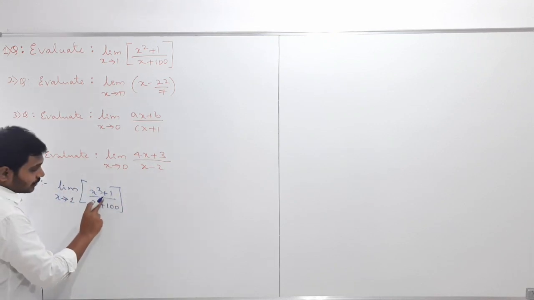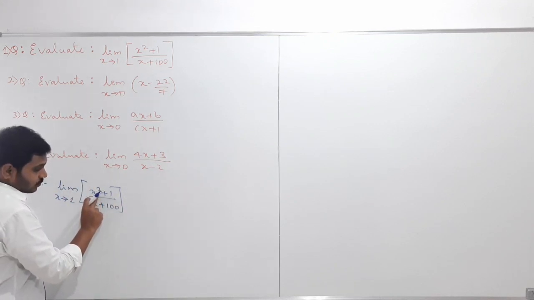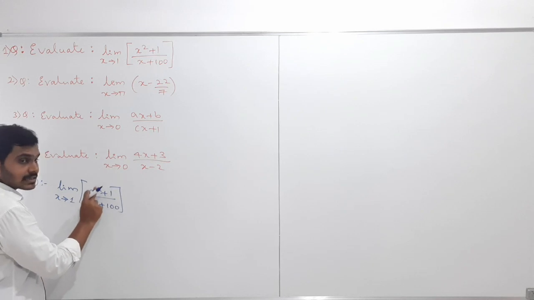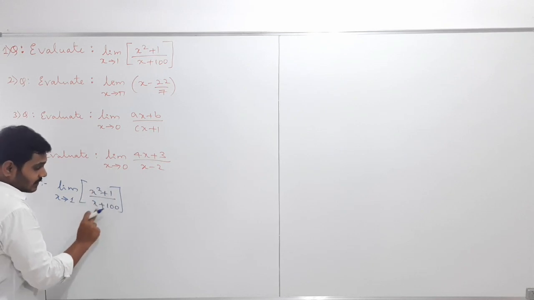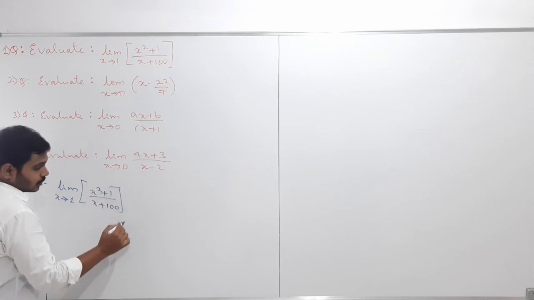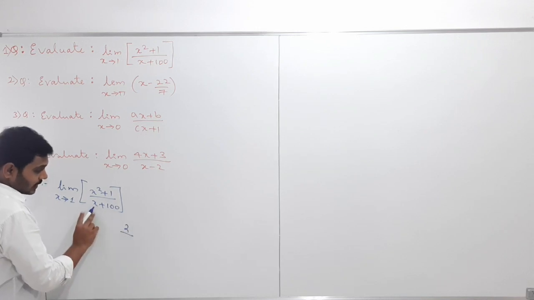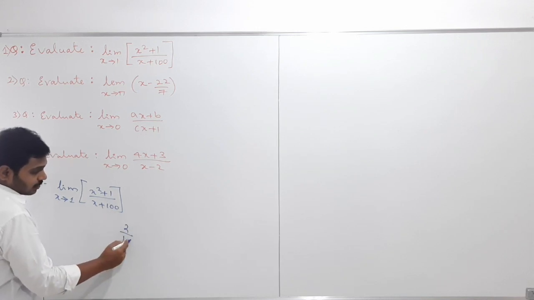So if I substitute here, x square value is 1. X value is 1 means x square, 1 square value is 1. 1 plus 1 divided by, here it is 1 plus 1 is 2 divided by, here x value is 1, 1 plus 100 is 101.